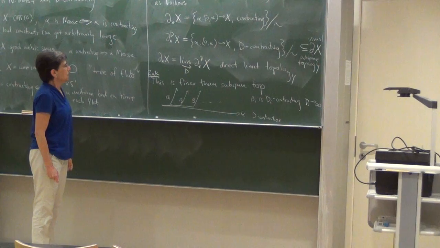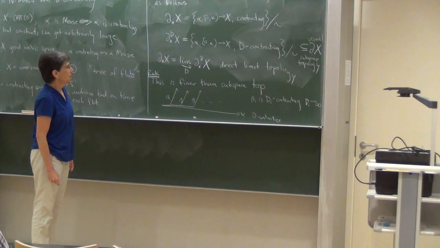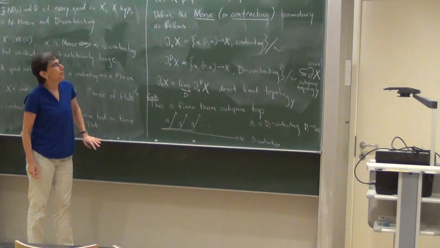Let's see, what did I want to say here? Yeah, okay, so this is our idea. Our idea was if we only allow things which are contracting, then maybe this boundary would behave more like a hyperbolic boundary. And that's what I want to talk about, but first I do want to mention the generalization. So I only did this for CAT(0) spaces.